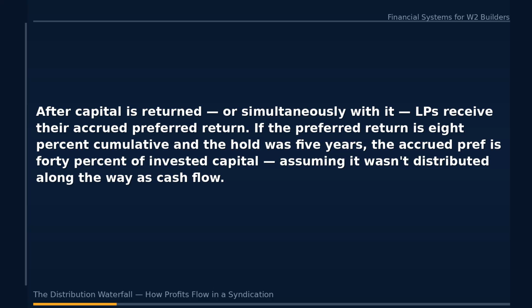More commonly, preferred return is distributed during the hold as cash flow distributions. At exit, LPs receive any remaining accrued and unpaid pref. By the end of Tier 2, LPs have received their capital back plus a minimum annual return. The GP has received only their fees. Not yet a dollar of the promote.